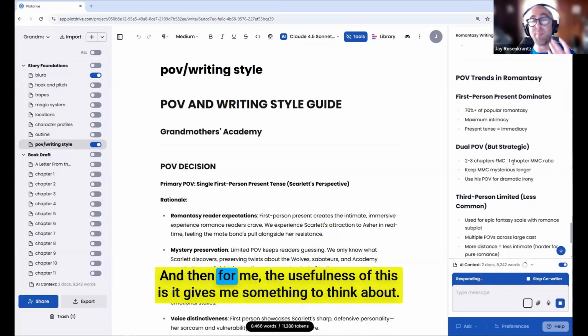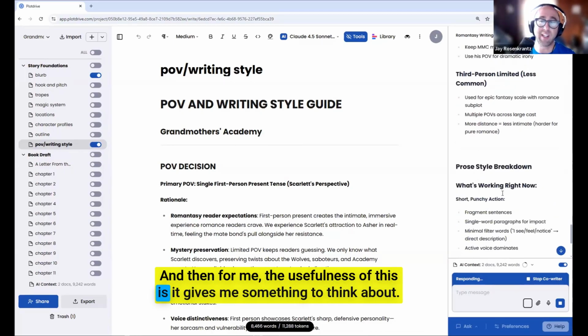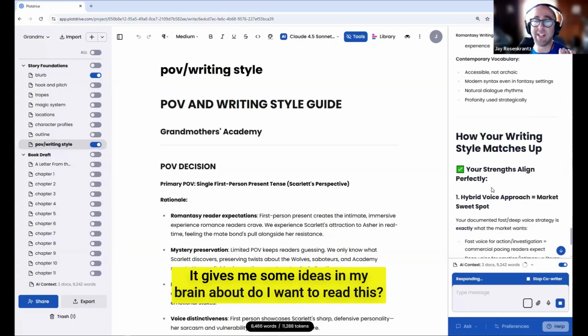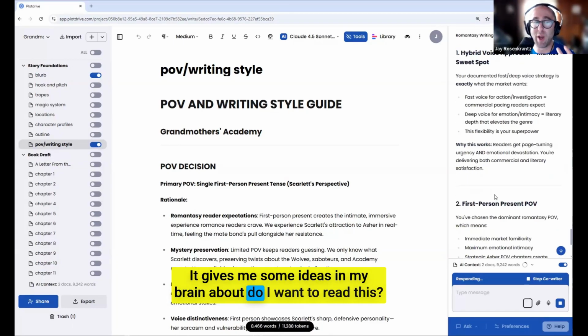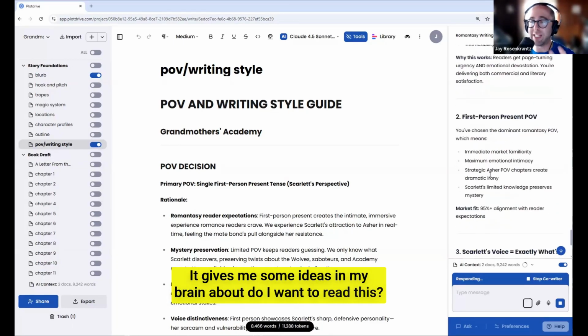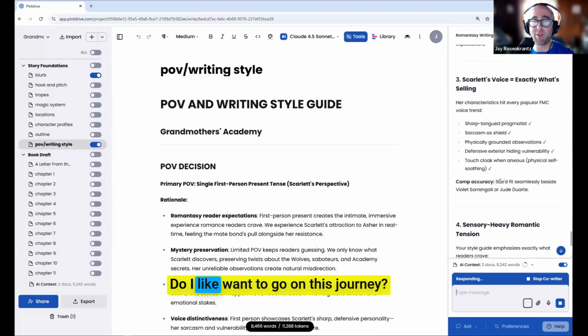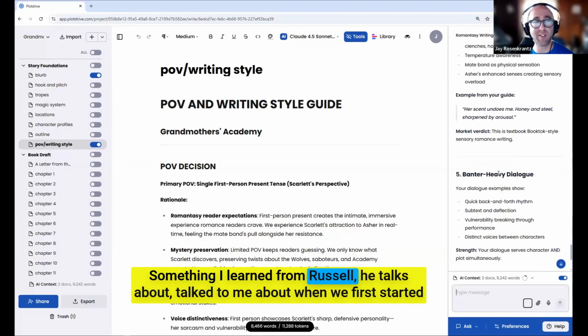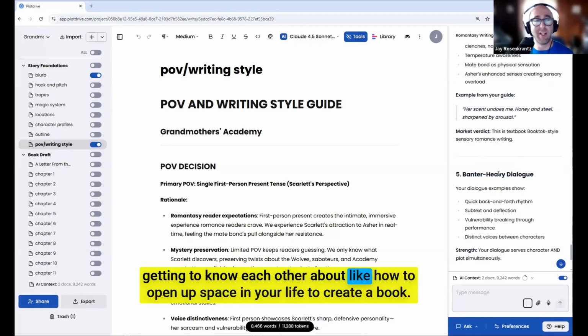And then for me, the usefulness of this is it gives me something to think about. It gives me some ideas in my brain about, do I want to read this? Do I want to go on this journey? Something I learned from Russell, he talked to me when we first started getting to know each other about how to open up space in your life to create a book.